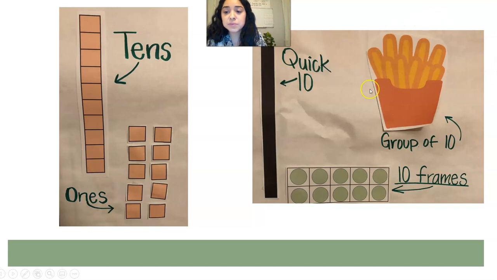We also have 10 represented in groups of 10, and we're going to be using this a lot today. So you see there is 10 fries in here. 1, 2, 3, 4, 5, 6, 7, 8, 9, 10. So we have 10 fries. We're going to be using this today, and we're going to be using these today.